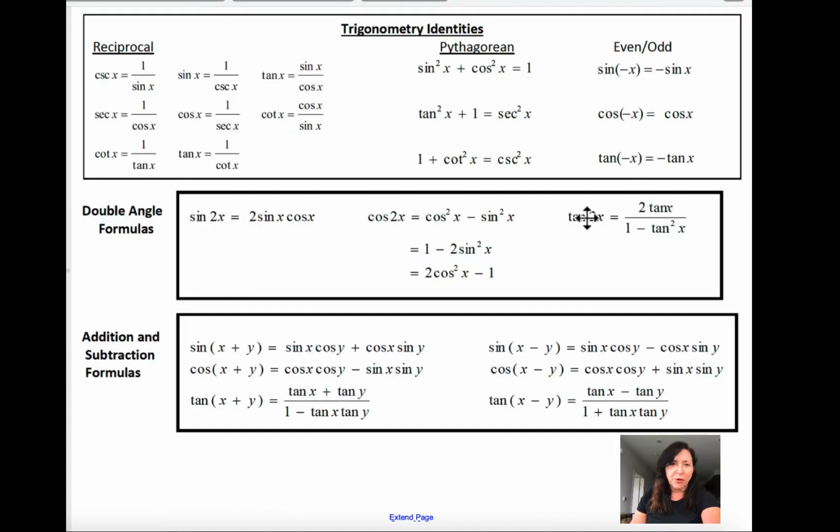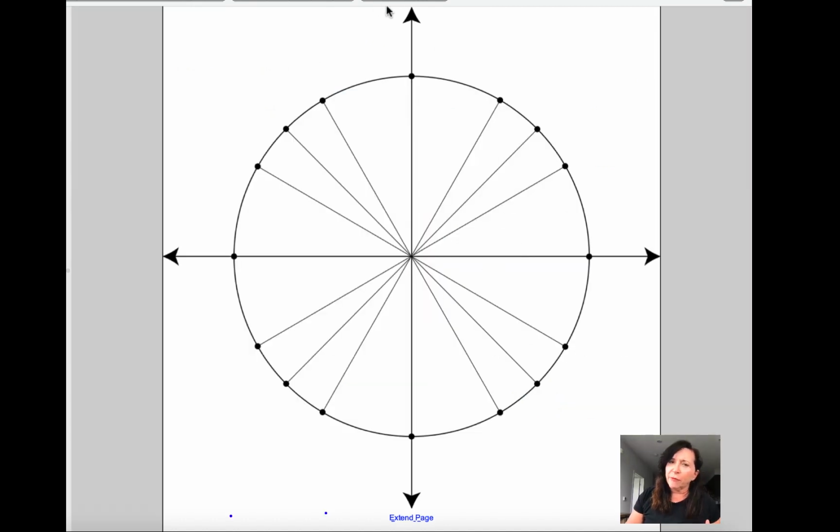First thing is that you're going to be able to use this trigonometry identity sheet during the test. So you are welcome to know these, but you don't have to memorize these specific identities because they will be given to you. We're going to just start off with a very quick review on what these points are.